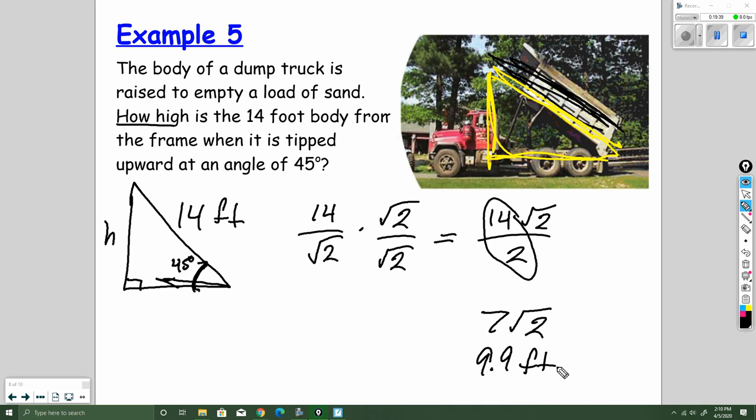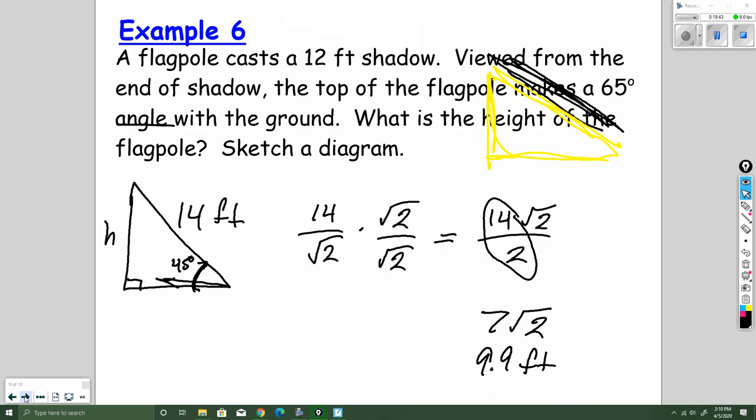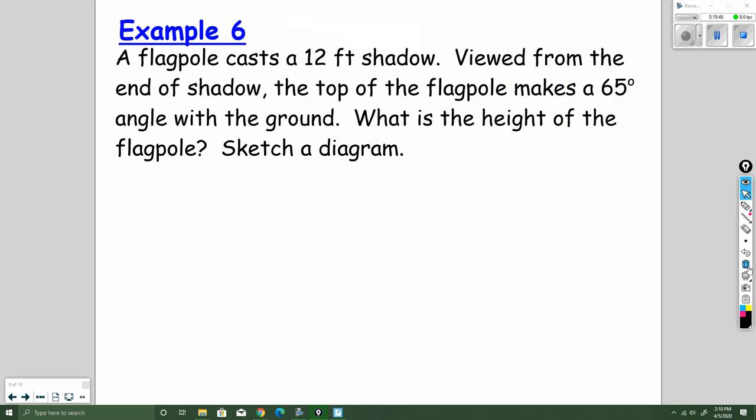All right, we've got 2 more. In this next one, a flagpole casts a 12-foot shadow. So already I'm going to start drawing the diagram here. Here's our flagpole, and then here's the shadow it's talking about, 12 feet.